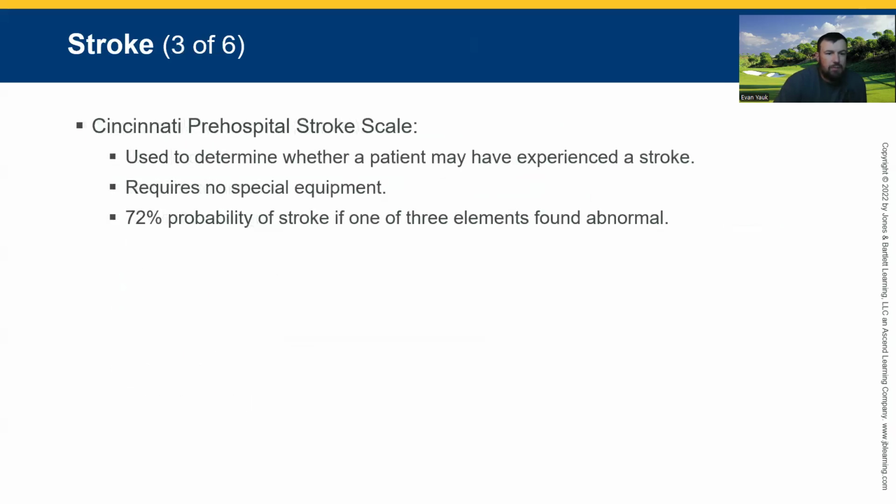We can perform a Cincinnati Prehospital Stroke Scale. You need no tools for this. It's used to determine whether a patient is having or has experienced a stroke, requires no special equipment, and has a 72% probability of stroke if one of three elements is found.